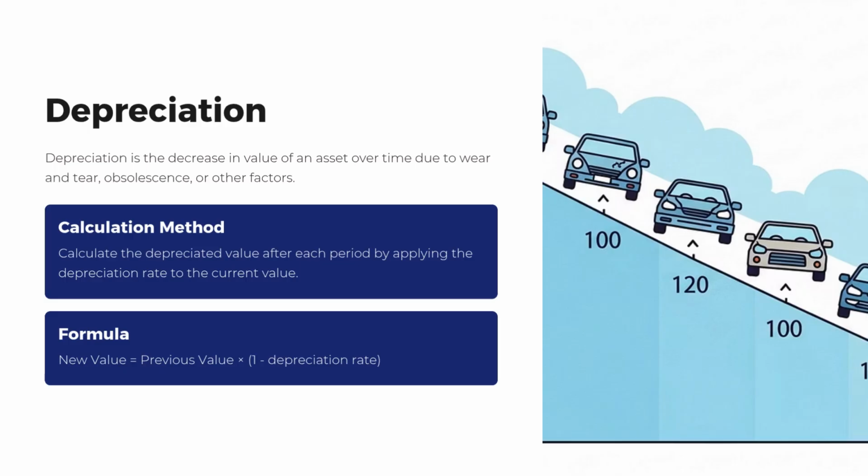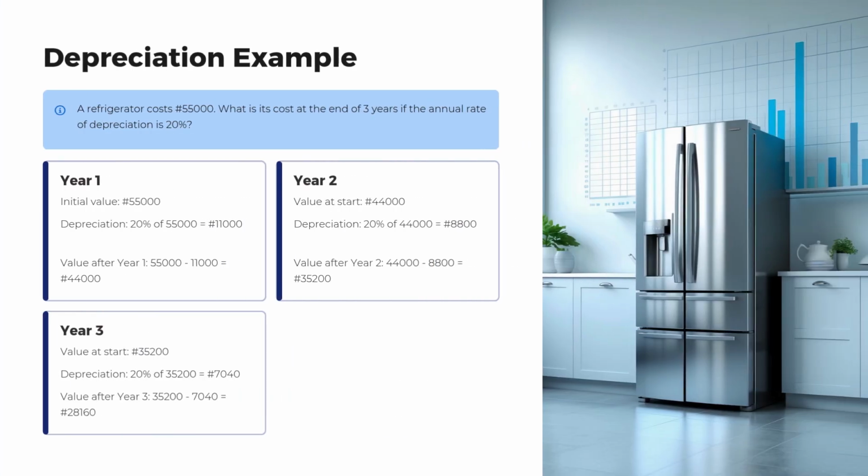This means that the asset loses a fixed percentage of its value each year or time period. Formula. New value equals previous value multiplied by (1 minus the depreciation rate). That is, new value equals previous value times 1 minus depreciation rate. Depreciation example. Given, a refrigerator costs 55,000 naira, and it depreciates at a rate of 20% per year. Find its value after 3 years.